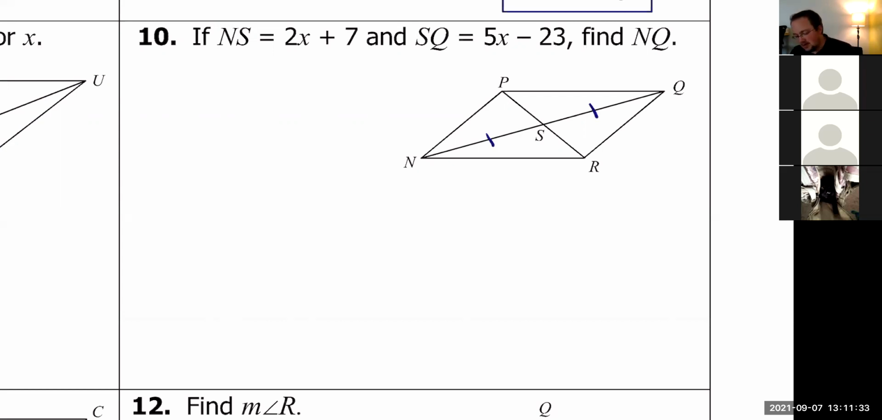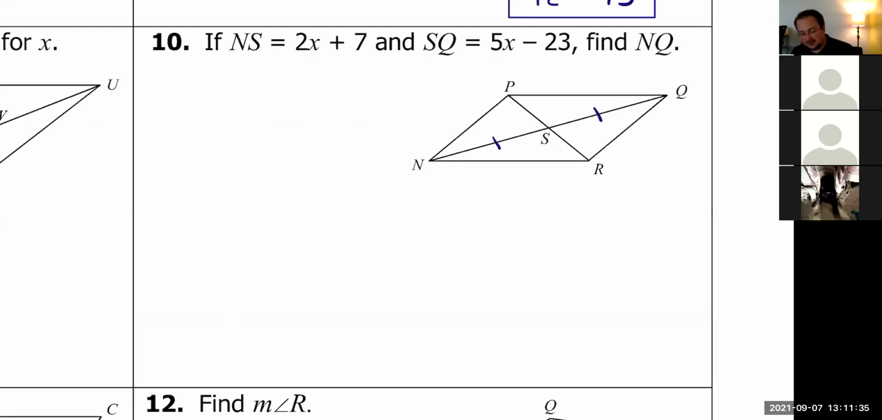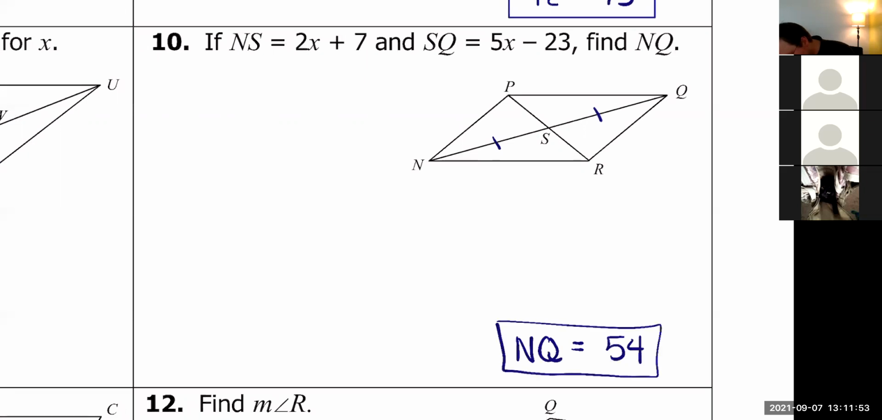For the sake of time though, because it's very similar to the previous one, I will give you the result here. It does mean you have to find x first because it is asking you to find NQ. But once you see it all the way through, NQ should be 54. Now, quick hint: you should end up getting x equals 10, which is what allows you to find the 54.